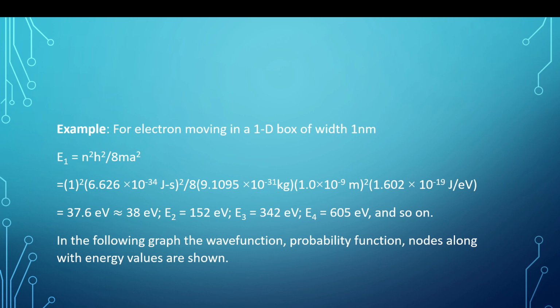A numerical example. For an electron moving in a 1D box of width 1 nanometer, we can calculate E1 equal to n square h square over 8 m a square, putting the value of n equal to 1, h, m, and a. We can evaluate E1 as about 0.38 electron volt. On this ground, E2 will be 4 times this value, E3 will be 9 times this value, E4 will be 16 times this value. In the following graph, the wave function, probability function, and nodes along with energy values are shown.